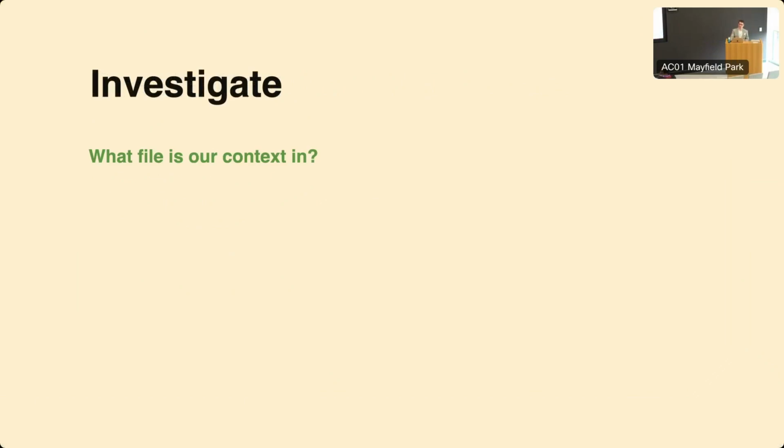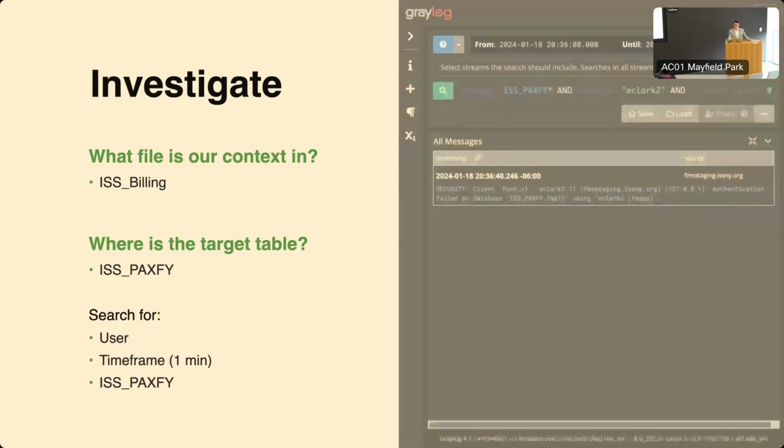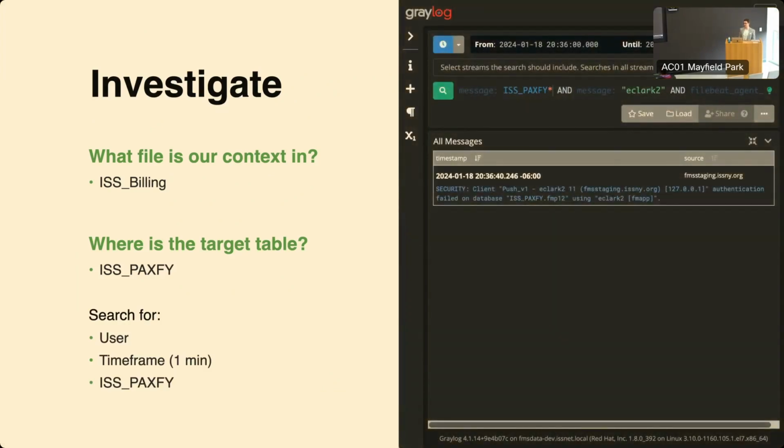What file are we in context in? Budget line date. Budget line date is in the ISS billing file. The target table is in a file called ISS packs FY. So I went back to the log, or the access log, I forget which, and I searched for that specific user in that same 1 minute time window, and for any mention of the ISS packs FY file. And I found one log entry. I was so excited. This is great. And so what this says is authentication failed on the database ISS packs FY.